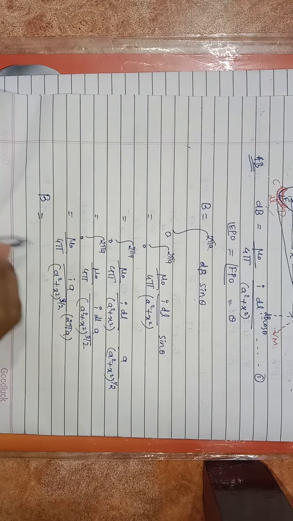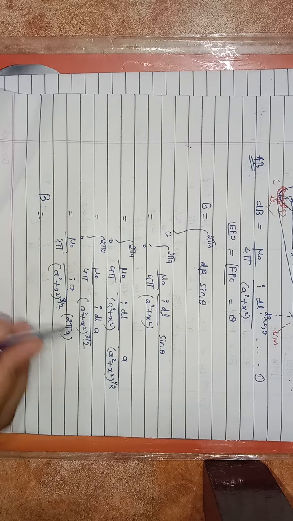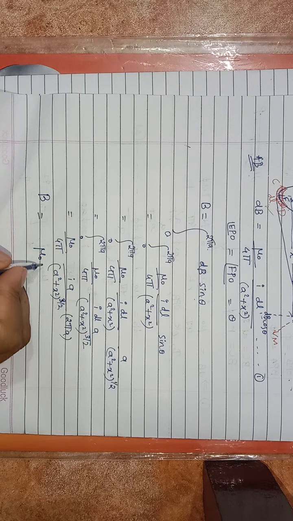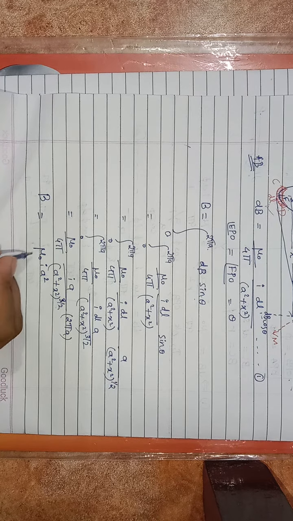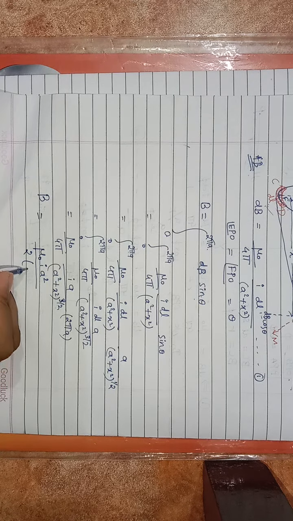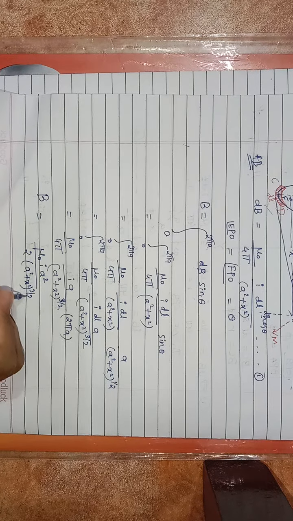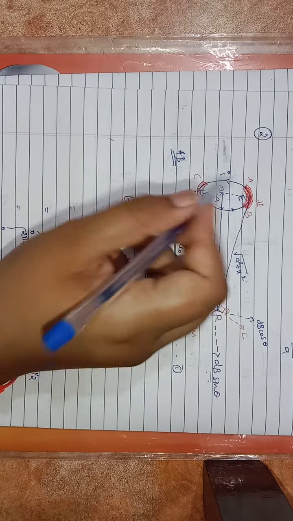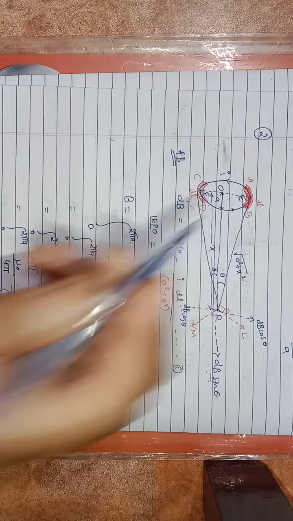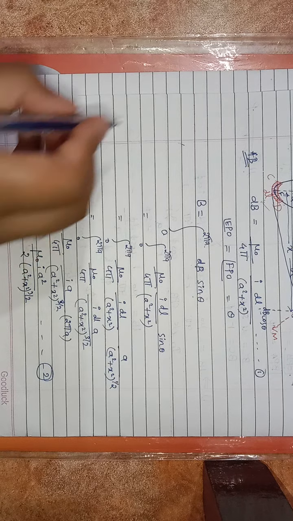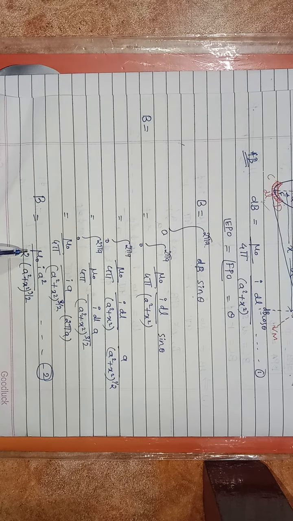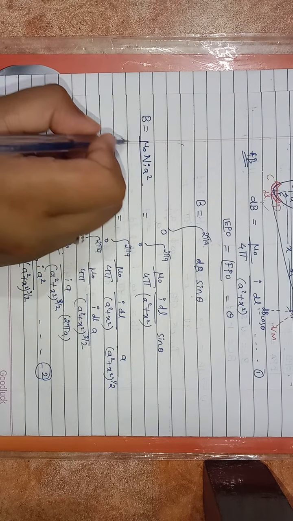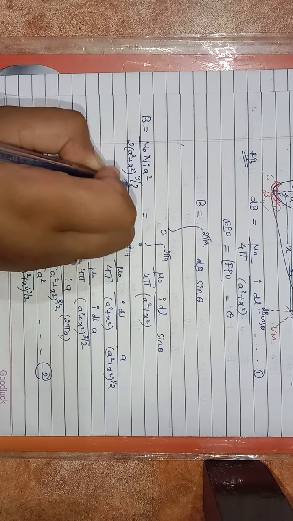So what you get B as: 4 pi gets cancelled, a becomes a square, 2 and 2 cancel, and the whole term that remains is mu naught, I is remaining, a becomes a square, divided by 2 into pi gets cancelled already, a square plus x square raised to 3 by 2. Call it equation number 2. Okay, so now if this coil has n number of turns, then the same equation we can write as mu naught n I a square, because it is having n number of turns, and 2 into a square plus x square raised to 3 by 2.